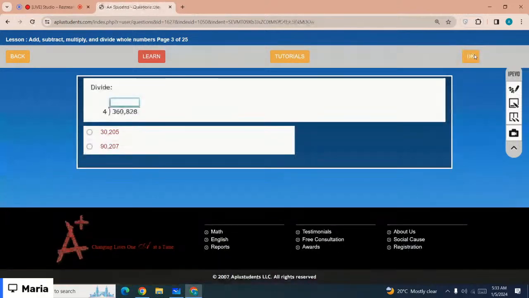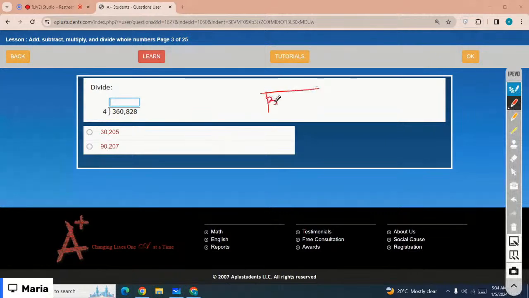Okay, divide. Which is the correct option? Option 1 or option 2? Okay, that is 360,828 divided by 4. You have to count a table of 4 until 36, right? 4 times what number is 36?